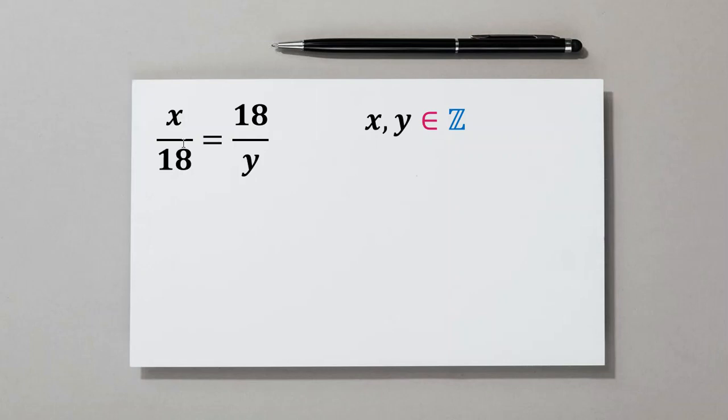X over 18 equal to 18 over y, and x and y are integers. We want to find how many possible cases we have for x and y. At first, if we cross multiply this equation, look, it is like this.